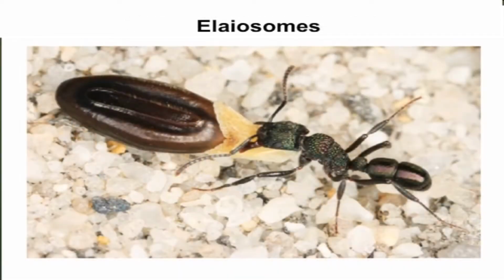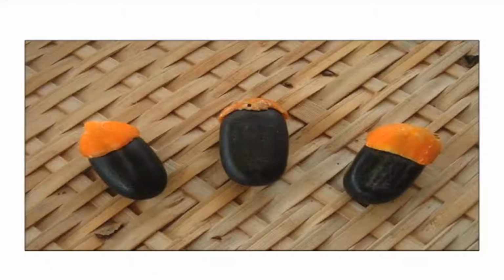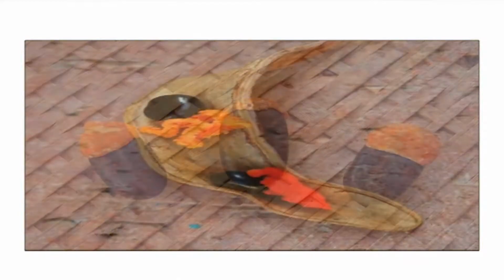Elaiosomes are specialized dispersal appendages that are present in some fruits. They help in dispersal of such fruits by ants. The dispersal by ants is known as myrmecochory, and elaiosomes contain some pheromones that attract the ant. The ant disperses the fruits and thereby helps in dispersal of the species. One such example is the violets.